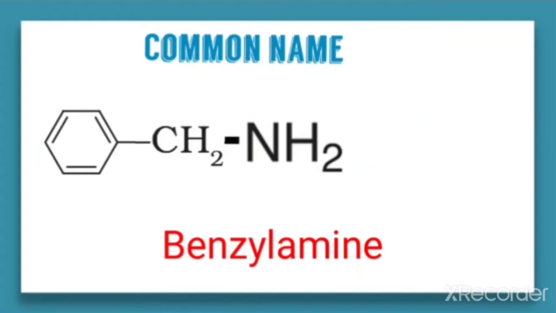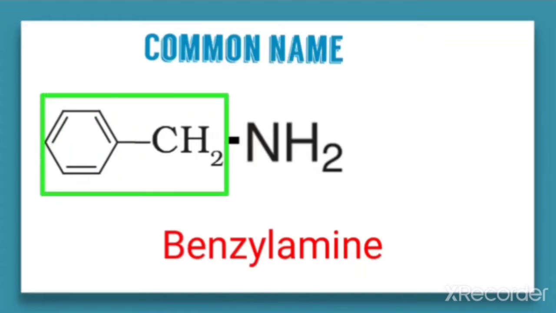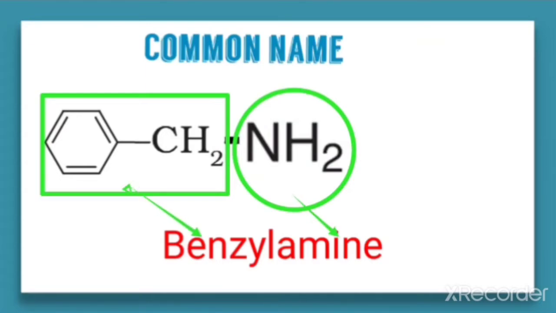But here this is called the benzyl. This one is called benzyl, and this group is the amine group. So how do we name this one? The name is given as benzylamine. The name of this compound is benzylamine.